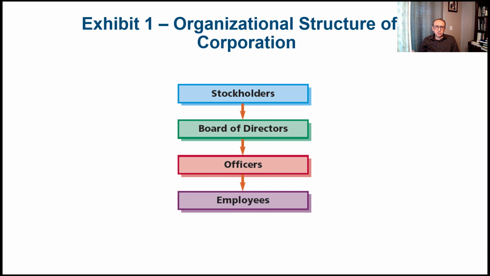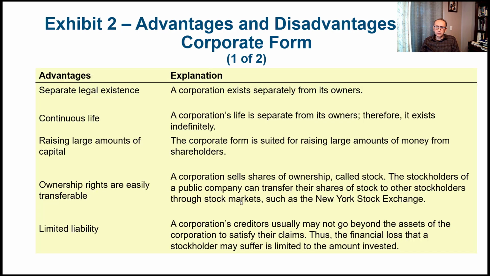So let's see the organizational structure of a corporation. We have the stockholders. These are the owners. They elect a board of directors, and the board of directors hires officers, like the CEO and the CFO, the chief financial officer or chief executive officer. And then the officers are the ones who hire the employees. The employees deal with the day-to-day operations of the business.